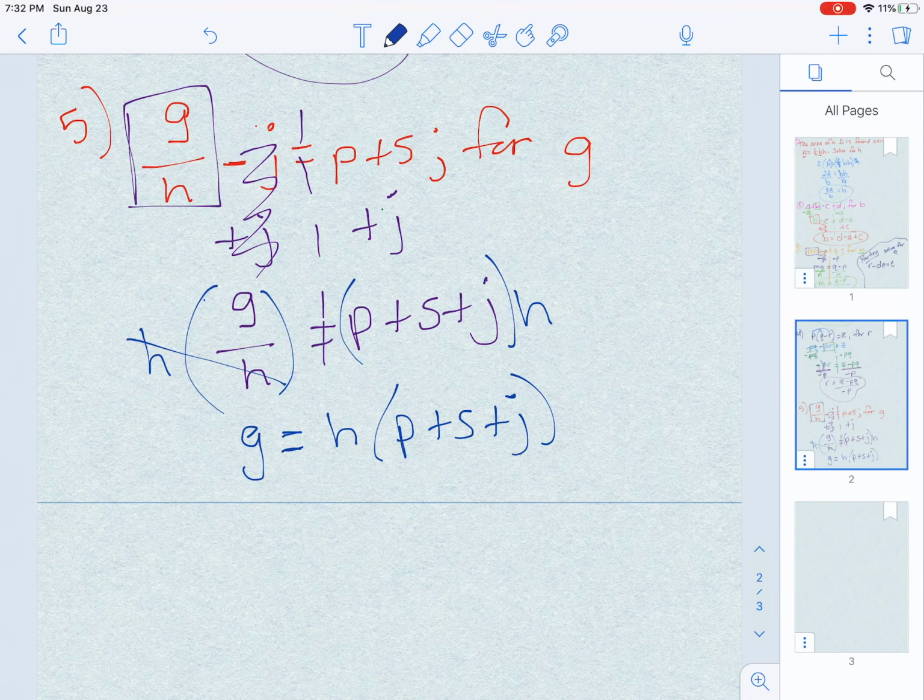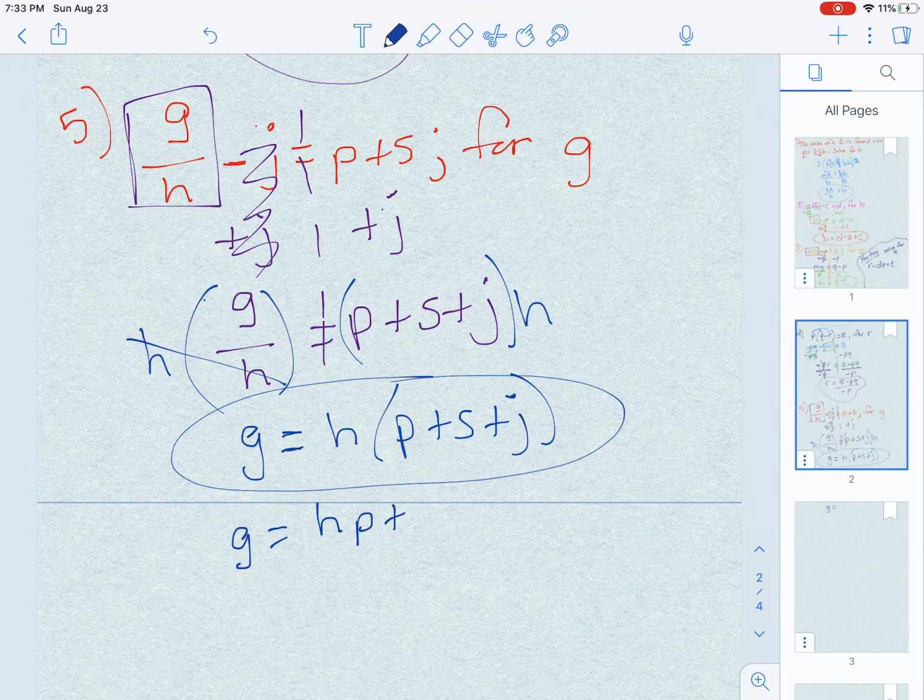Now, a lot of people will accept that as your final answer, so you could leave it just like this. Occasionally, you might see it going ahead and distributing. So you could see hp plus hs plus hj. But normally, you'll just leave it with that h out in front, and you're good to go.